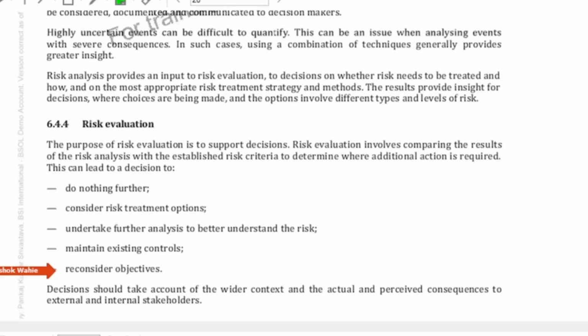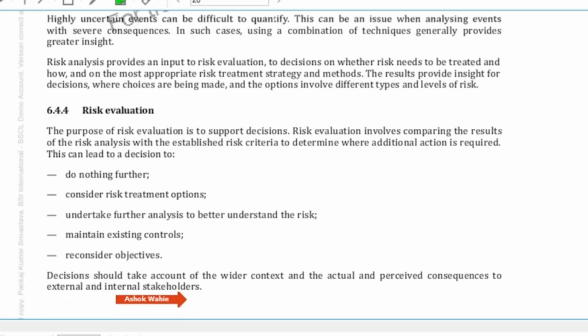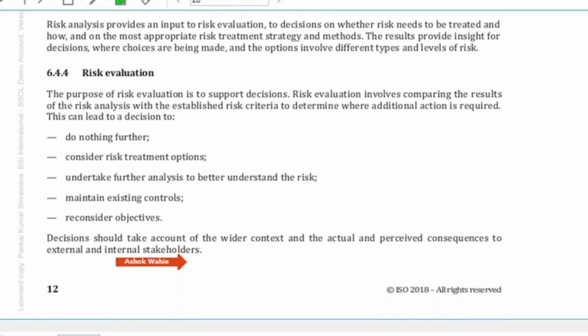Decisions should take into account the wider context and the actual and perceived consequences to external and internal stakeholders. So what are the consequences to internal and external stakeholders due to employees arriving late very frequently? So this is a high risk. I have to find a solution to this. I cannot leave it. So I will have to review the contract. I will have to see what the solution is.